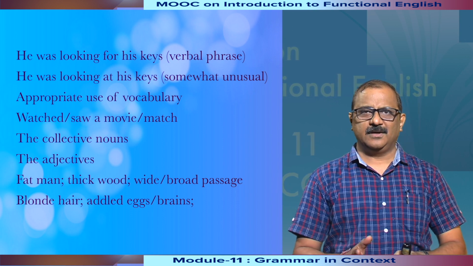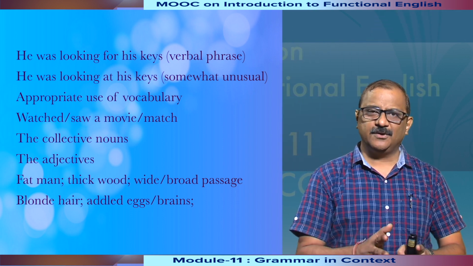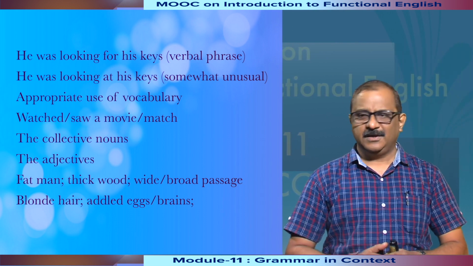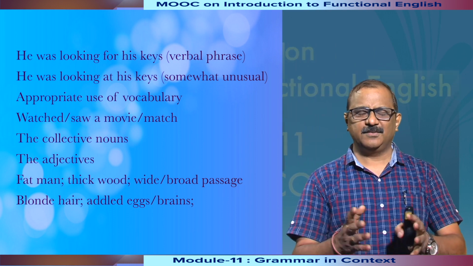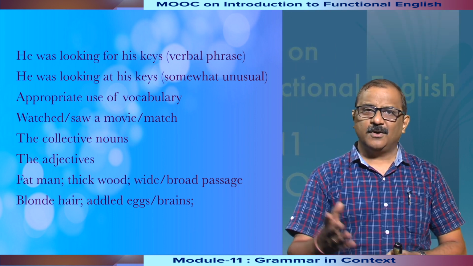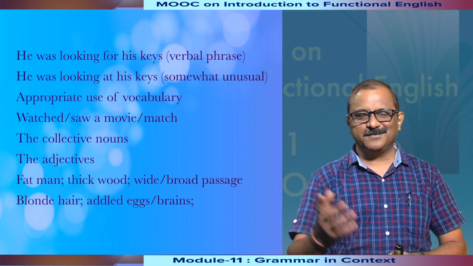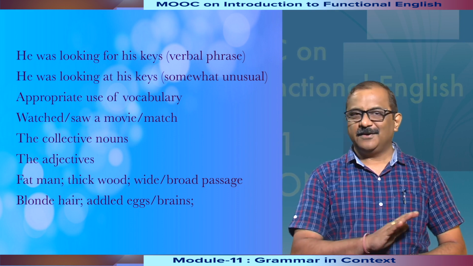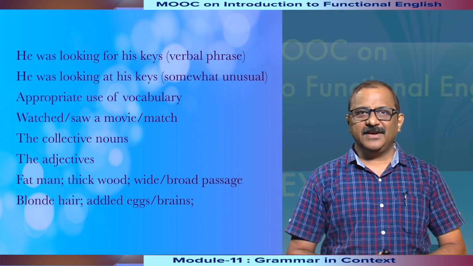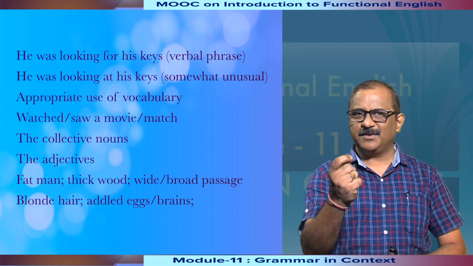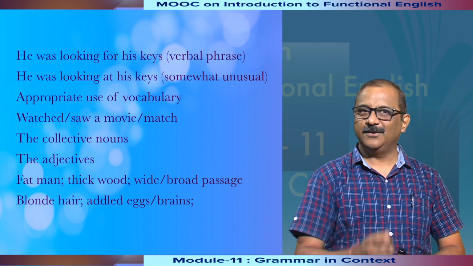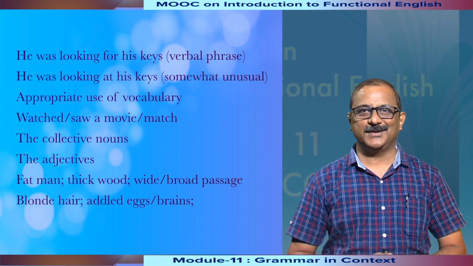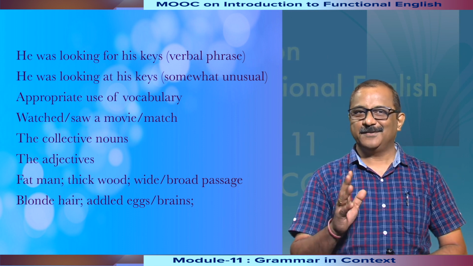So when you are in a hurry to reach your workplace or your institution, and you are searching for something, your mother or father or brother or sister comes and asks you, hey, what are you looking for? I'm looking for my keys. That's the most common response. And he was looking at his keys. Grammatically, everything is correct. In fact, at as a preposition most readily goes with look. We always look at something, but looking at his keys is somewhat unusual. It's not inappropriate, but it is somewhat unusual.